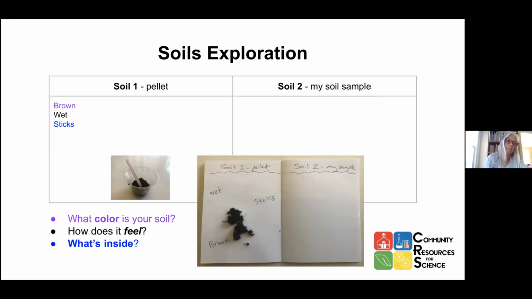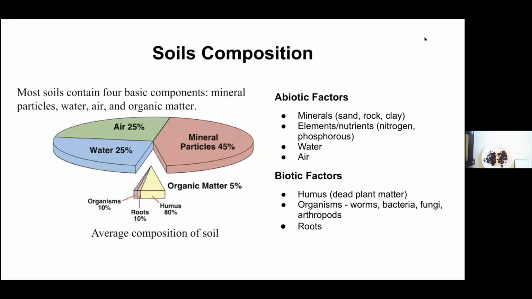And a real simple example of that, the one on the computer screen, I've color coded the three prompting questions or exploration questions. What color is your soil? Maybe they record that in a color of their choice. How does it feel is another one. And what's inside, or you could have them do more formal columns for each of those things. And then how does it compare with soil 2? Compare and contrast.